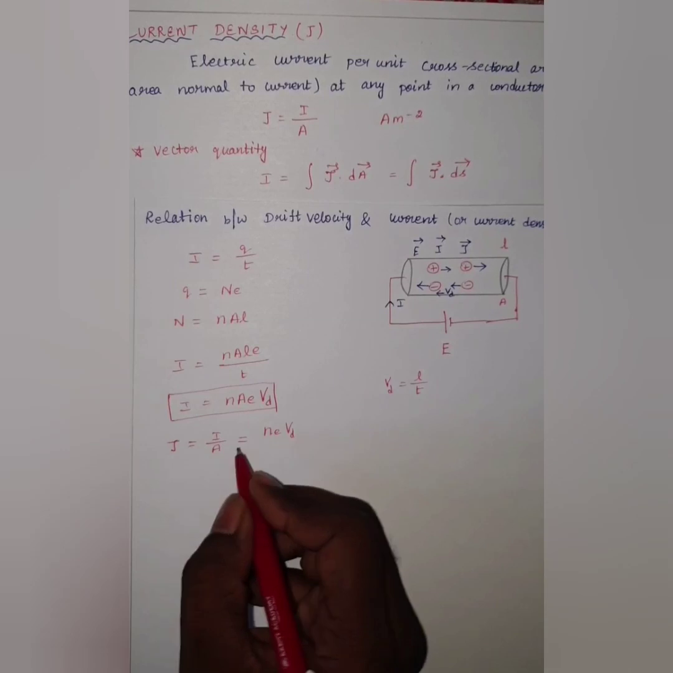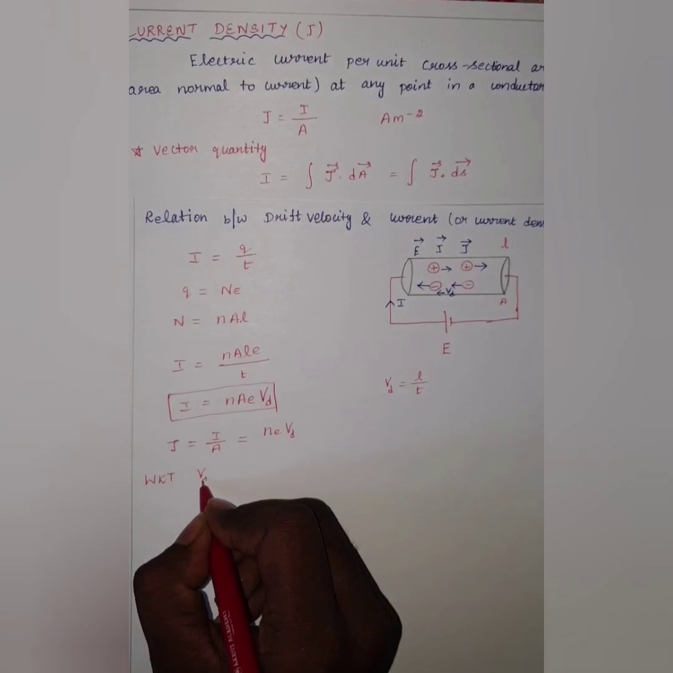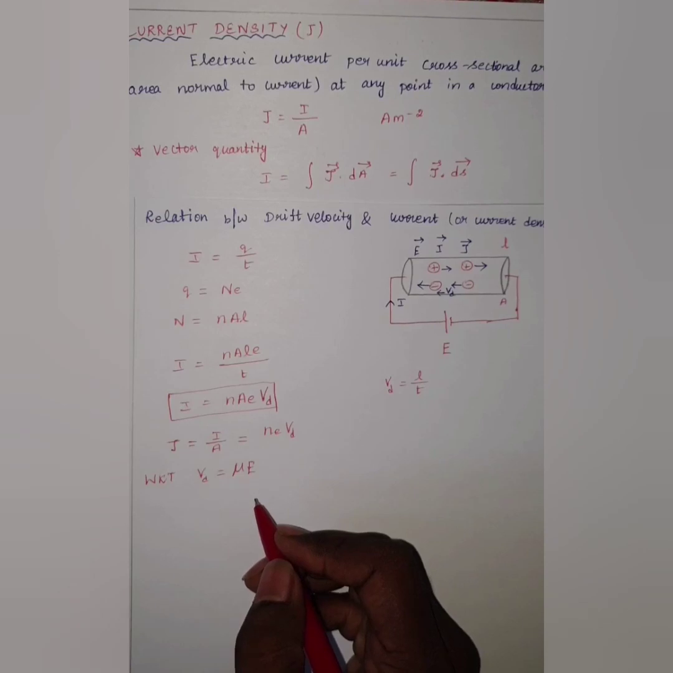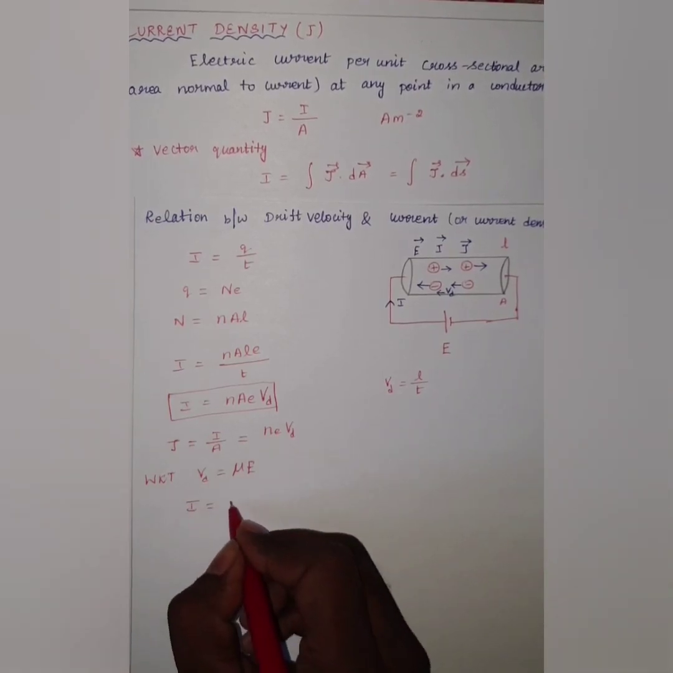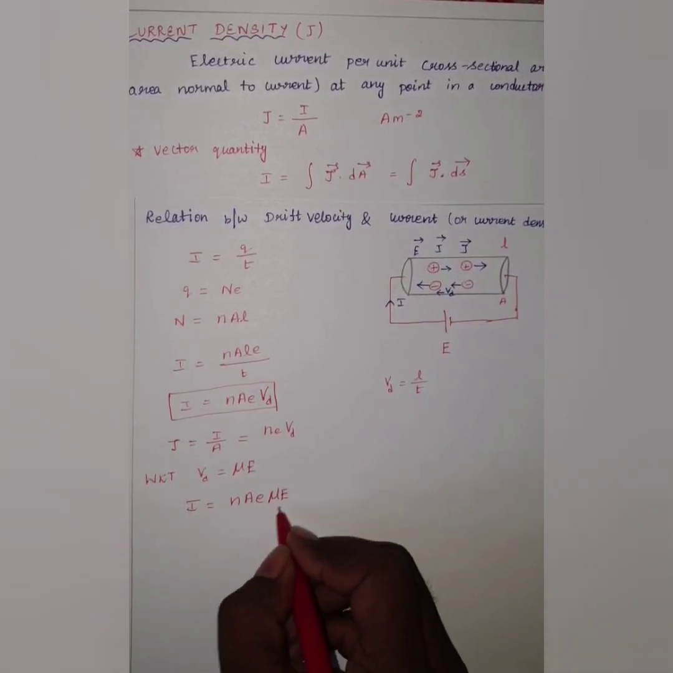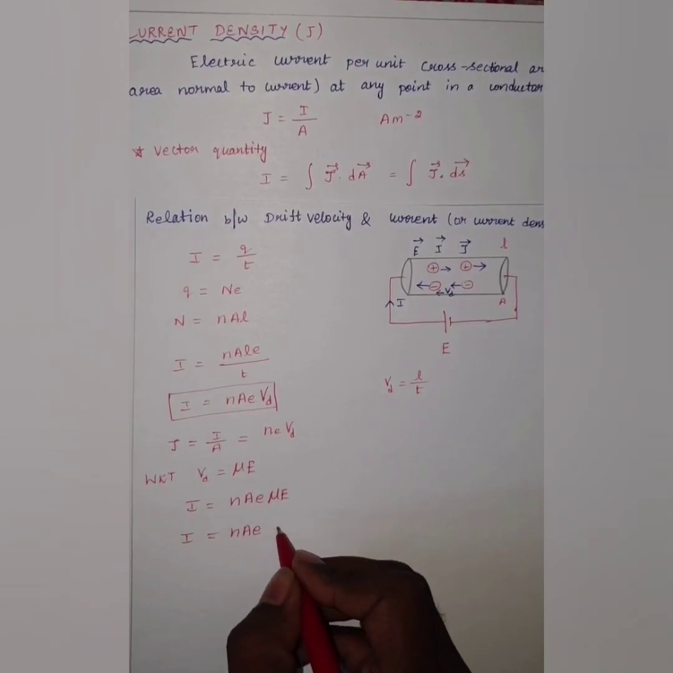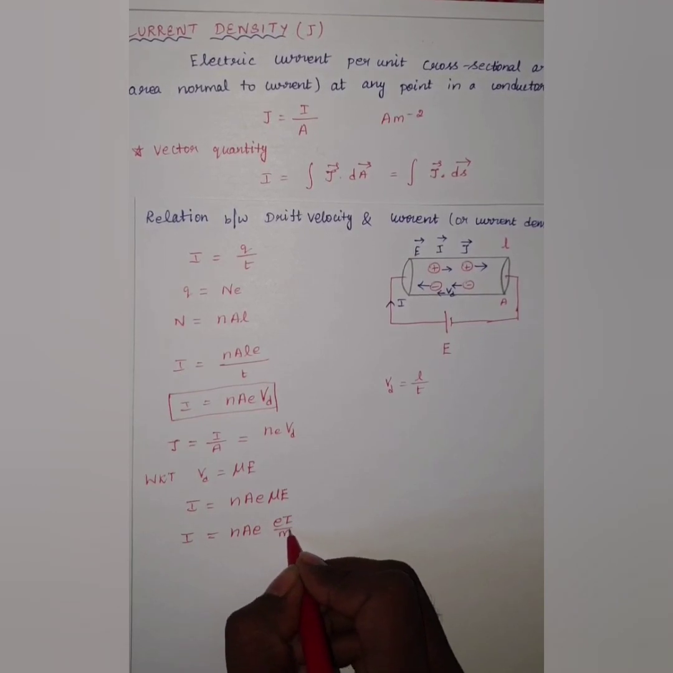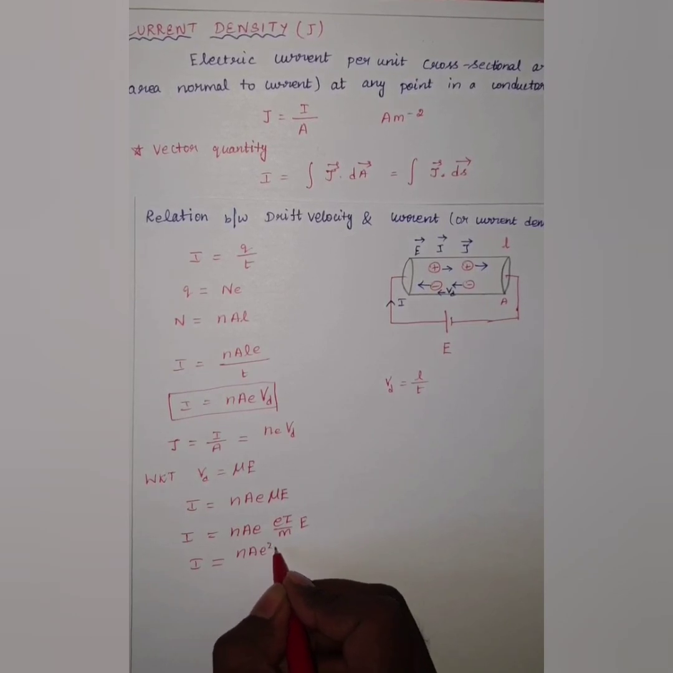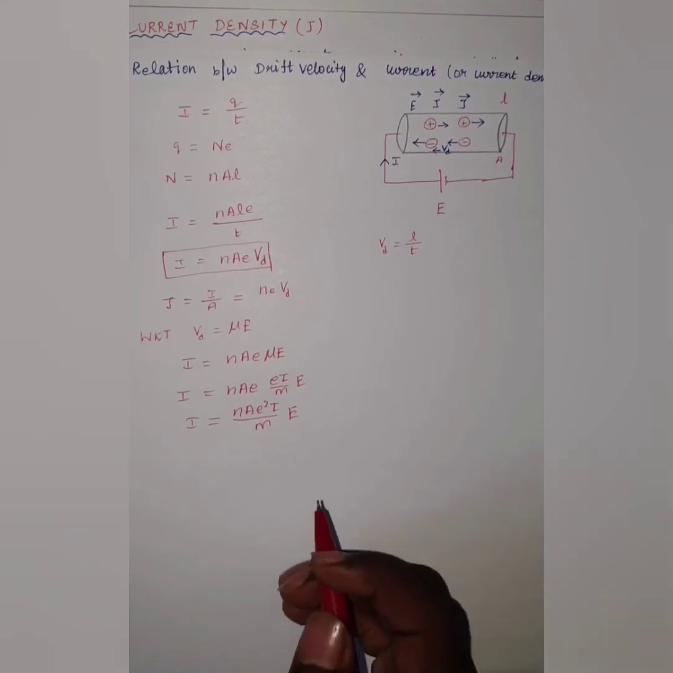We know the formula Vd is equal to mu into E. If we substitute mu E, what do we get? I is equal to N into A into E into mu into E. We studied the formula for mu in the last video: mu is equal to E tau divided by M. So I can write I is equal to N A E squared tau E divided by M. This is the formula for I in terms of the electric field E.